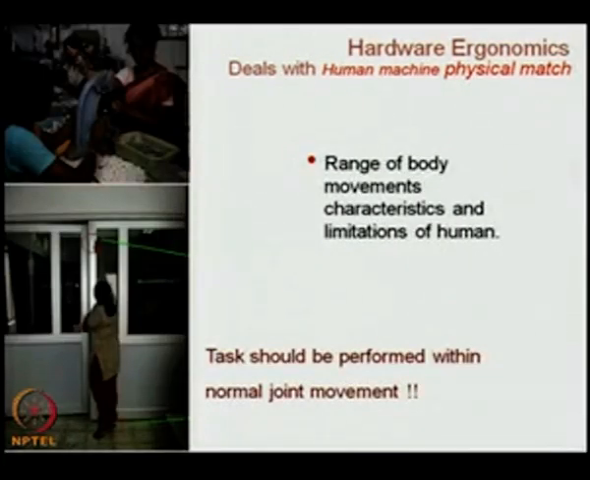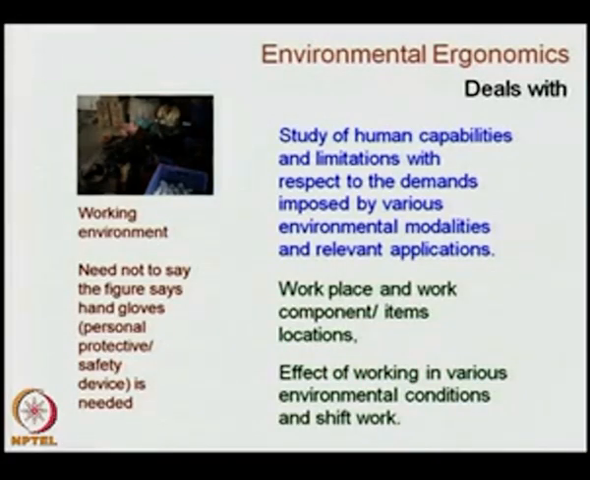The range of body movements, characteristics and limitations of human, that is the range of body movement to operate these activities, and whether this would be lowered down or what system it can be done, so that this operation will be within comfortable arm reach level and etc. So, tasks should be performed within normal joint movement. So, a range of joint movement needs to be studied and applied appropriately according to the contextual requirement.